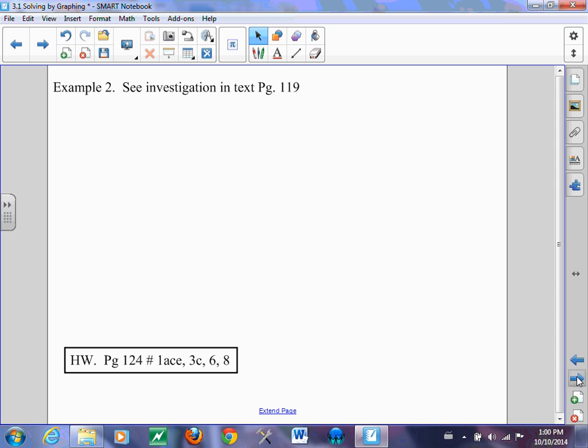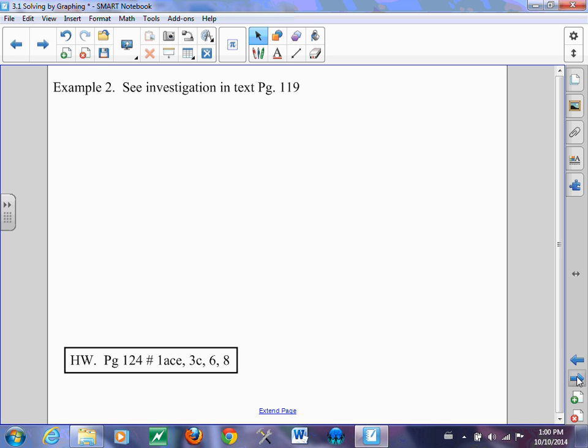So in this investigation on 119, it says Hall A will charge $50 per person, whereas Hall B has a fixed charge of $2,000, which is your hall rental, plus $33 per person for the meal.